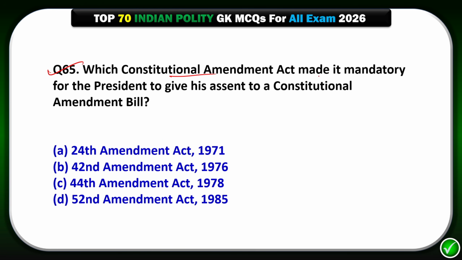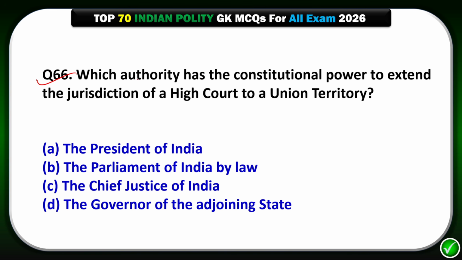65. Which constitutional amendment act made it mandatory for the President to give his assent to a constitutional amendment bill? Option number A, 24th Amendment Act of 1971. 66. Which authority has the constitutional power to extend the jurisdiction of a high court to a union territory? Option number B, the Parliament of India by law.